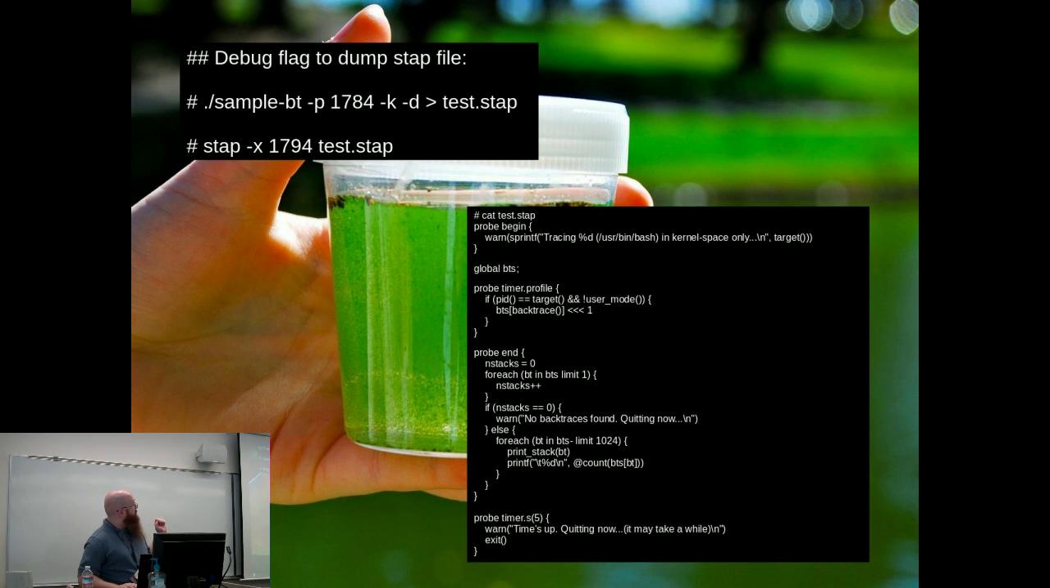Another interesting thing about the SampleBT is you can pass the -d flag, and that's going to spit out the SystemTap script that it uses. You might not care about that, but as you progress towards becoming a SystemTap ninja, it will be really cool to go in and play with the actual SystemTap script that was generated for this. You don't have to do it, but it's a neat tool to help you become a SystemTap master.